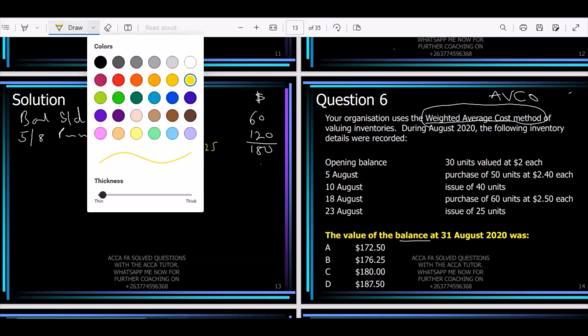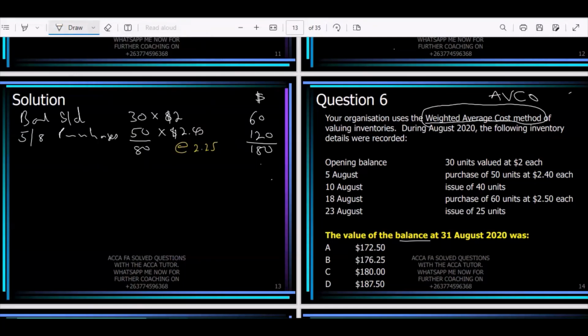Then this average cost per unit is going to be used to value the cost of issues. So on the 10th of August we issued 40 units, and obviously they were issued at $2.25. The examiner sometimes might ask you to value the cost of issues. So that's the cost of issues.